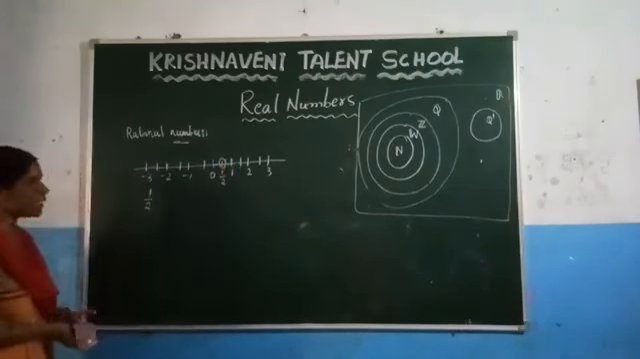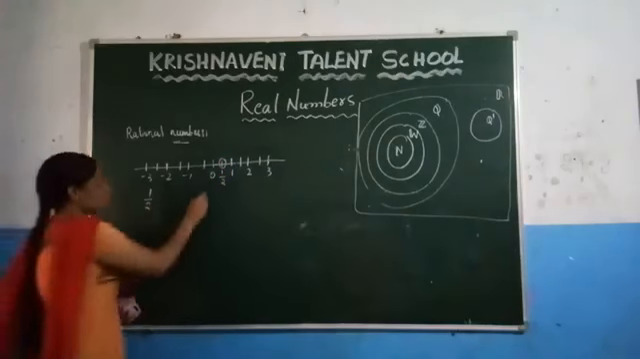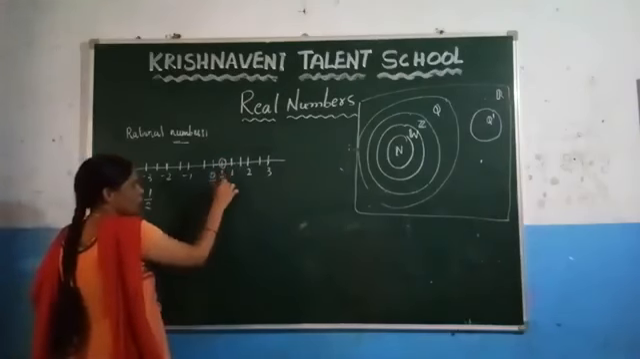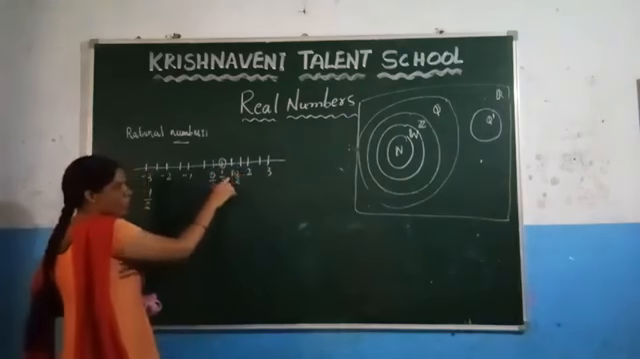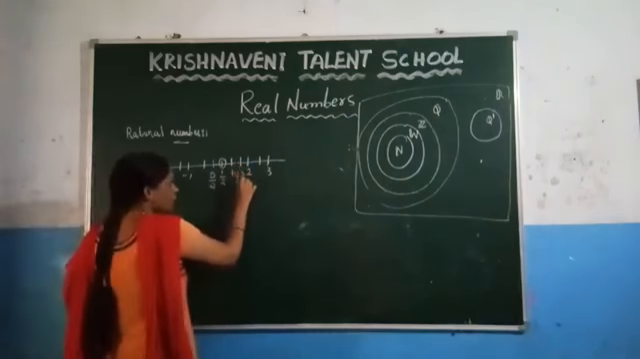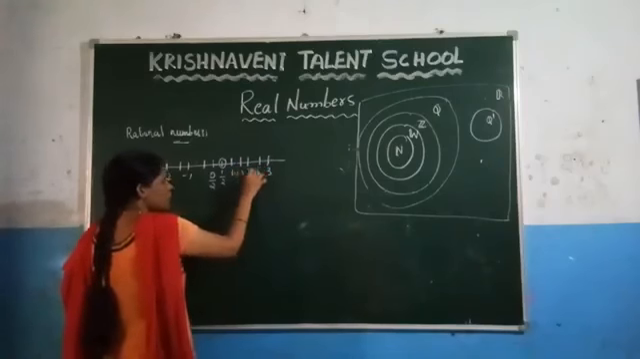If you want to check it, you can write 0 as 0 by 2, and after that you will get 1 by 2. After that you will get 2 by 2, which is equal to 1, and after that you will get 3 by 2, and after that 4 by 2, which is equal to 2.